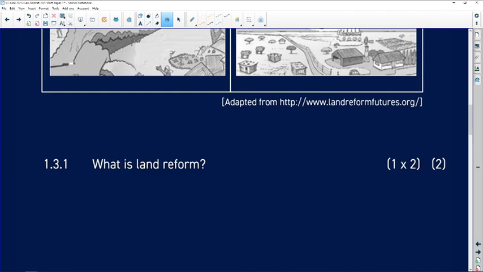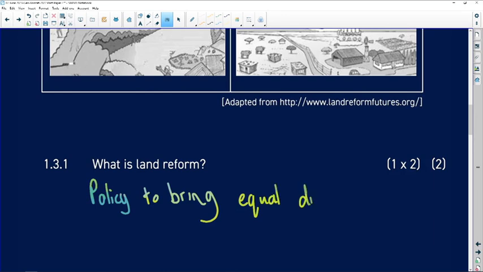Now, if you look at the first question, what is land reform? It's a policy to bring equal distribution and access to land. That's the definition of land reform.